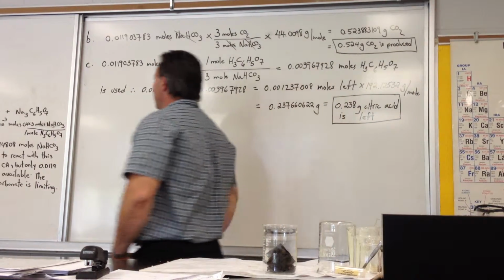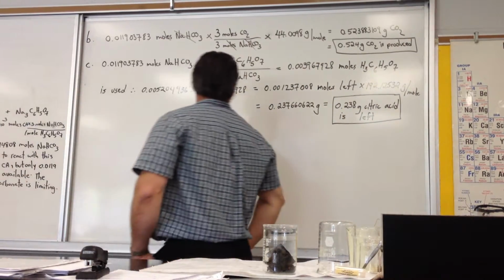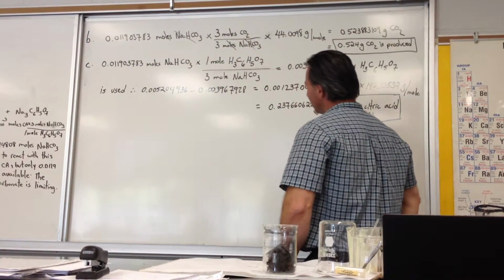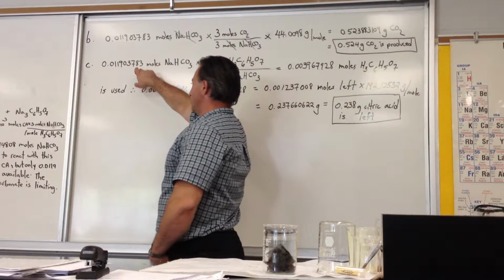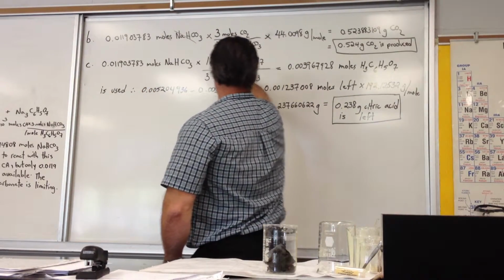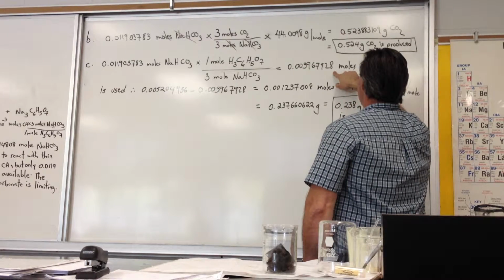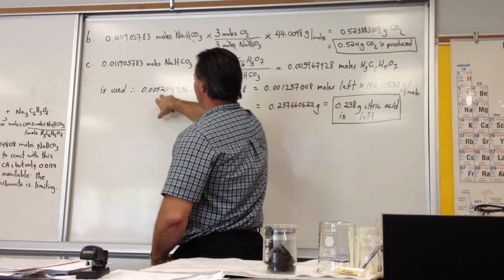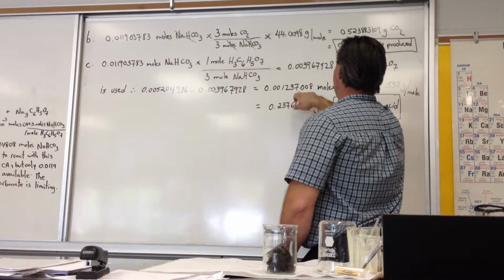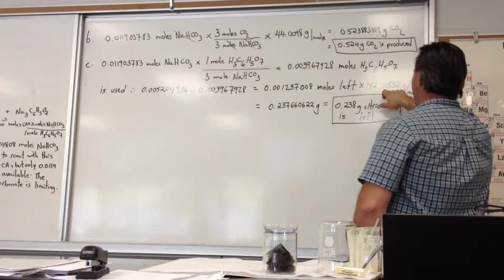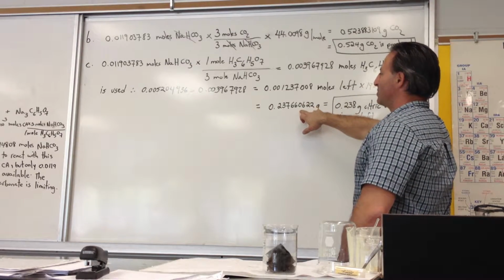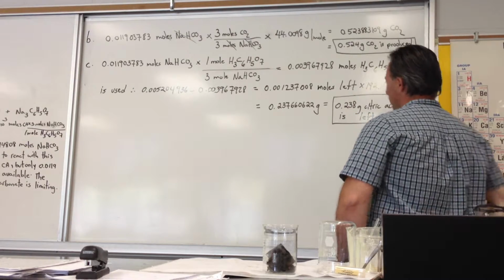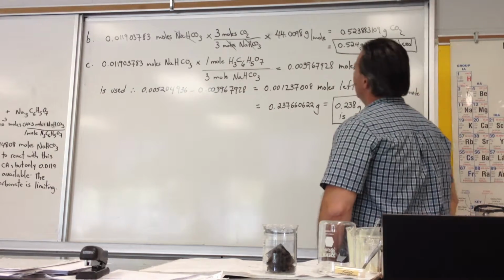In part C, we're asked how many moles of citric acid is left. So again, we start the calculation with the sodium bicarbonate. We include the stoichiometry. That's how many moles of citric acid is used. This is how much we have. Used minus what we have equals how much is left. And then we take how much is left, multiply by its molar mass to tell you how many grams of citric acid is left at the end, and then we report it to 3 significant figures. 0.238 grams of citric acid is left at the end of the reaction.